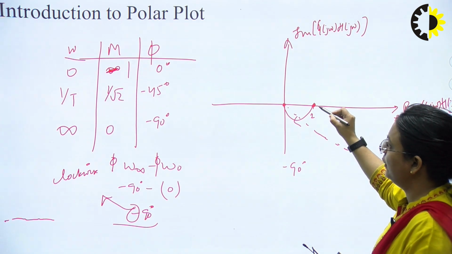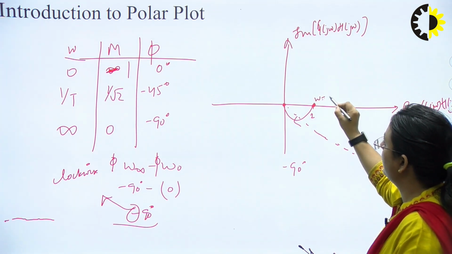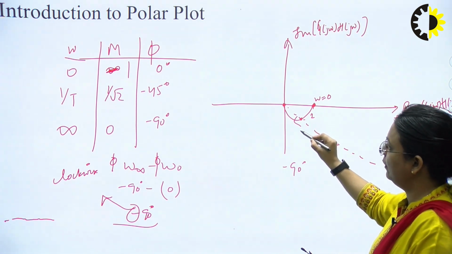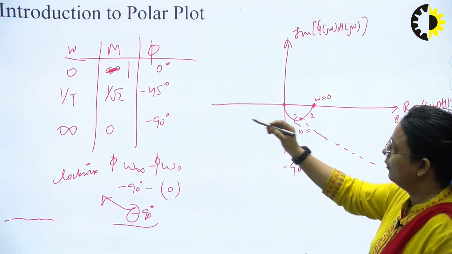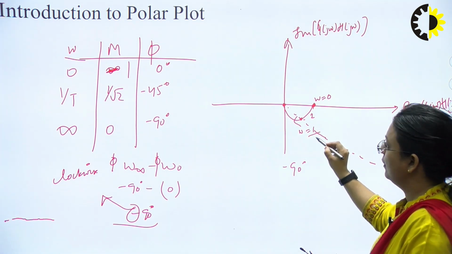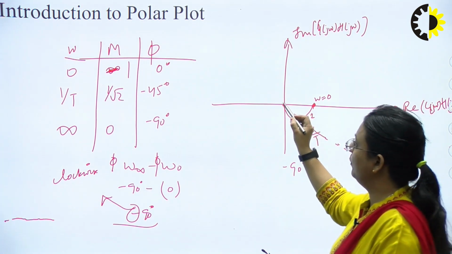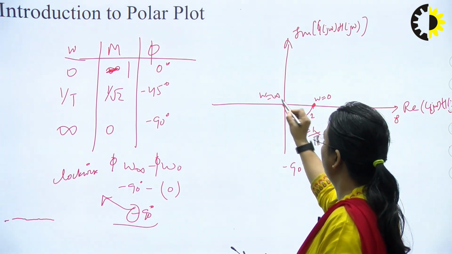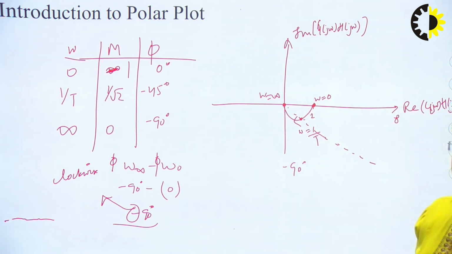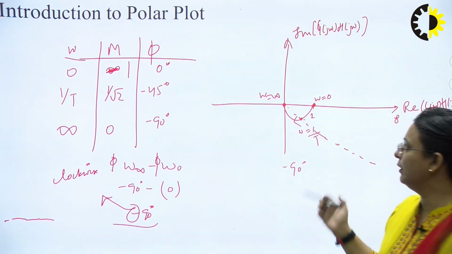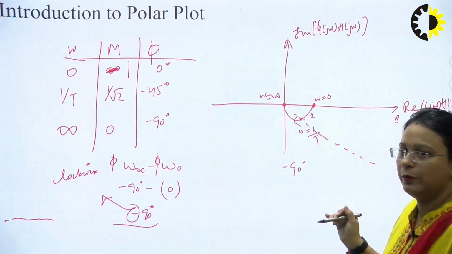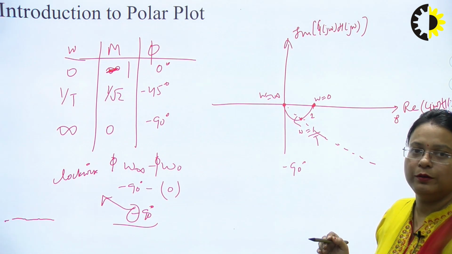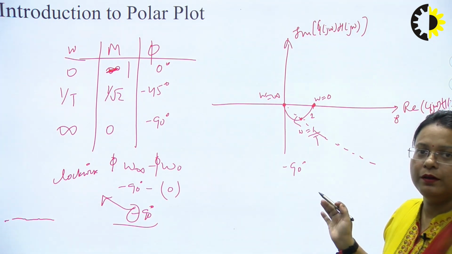And here, when magnitude is 1, the value of omega is 0, let us say this is the point where the angle is 45 degree and the value of omega here is 1 by T. And at omega equals infinity, we are getting magnitude 0. So, when I join these three points, I get this polar plot. You can take any values in between 0 to infinity to confirm the plot. In this way, we can draw the plot.